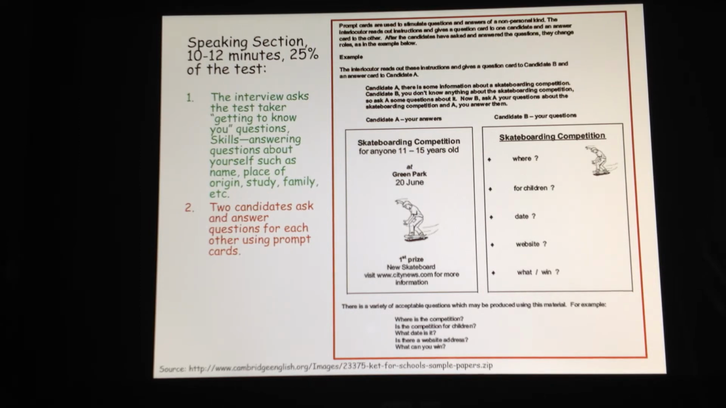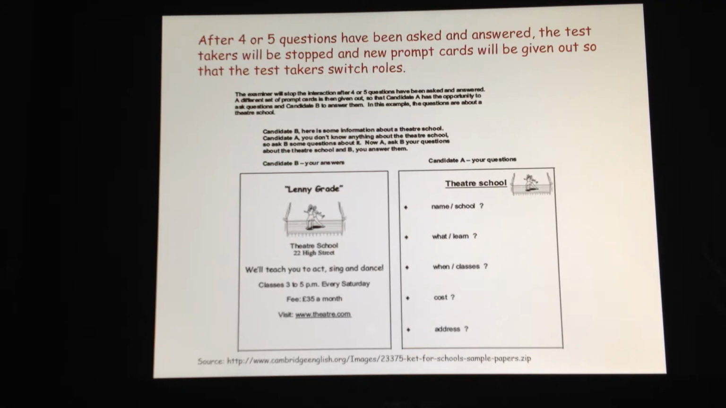Some of the questions that could be asked would be, where is the competition? Is the competition for children? What date is it? Is there a website address? And what can you win? After 4 or 5 questions have been asked and answered, the test takers will be stopped and new prompt cards will be given out so that the test takers can switch roles. So then basically this is another set of prompt cards. So this time candidate B will have the answers and candidate A will ask the questions.